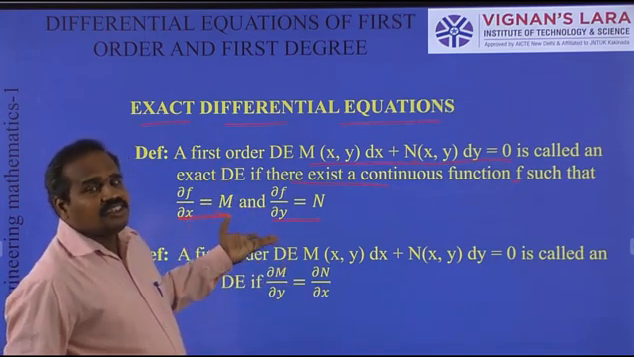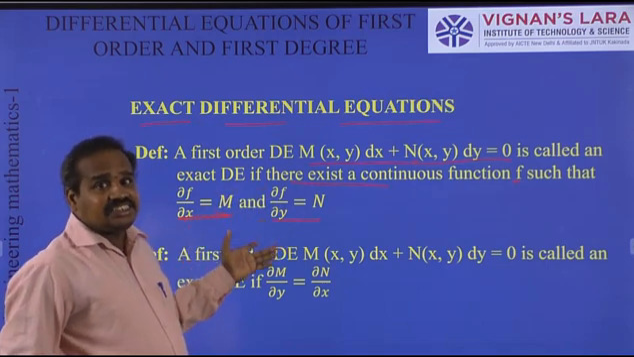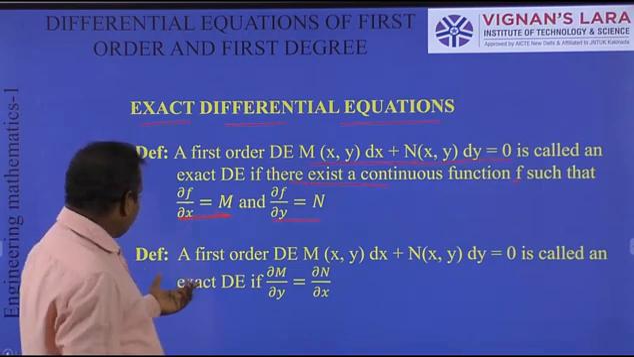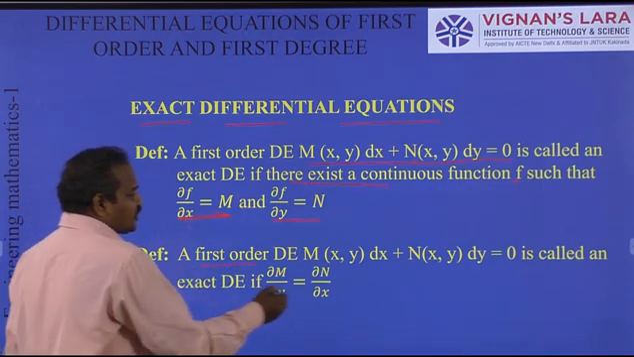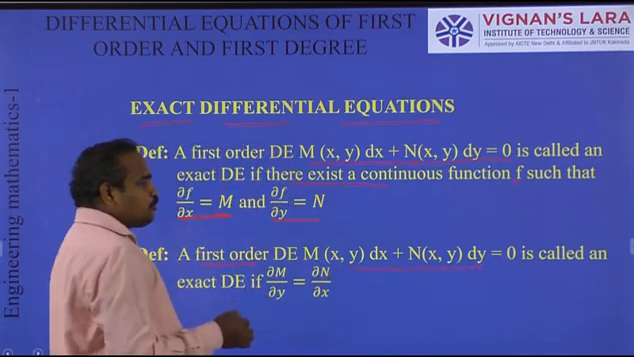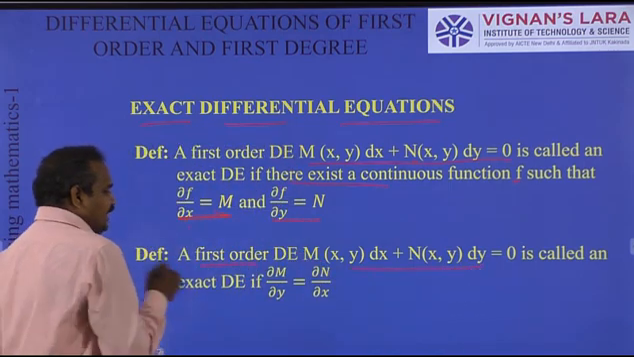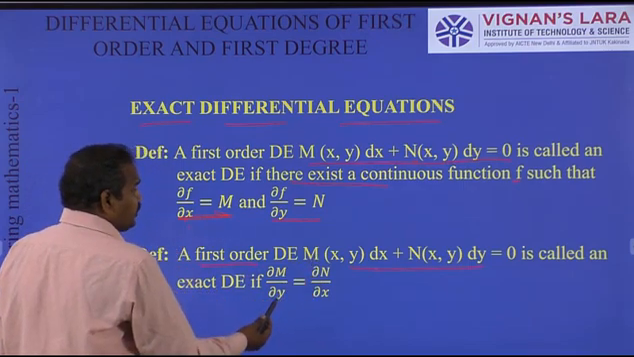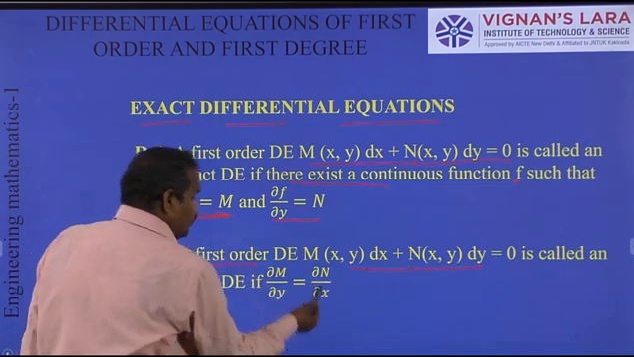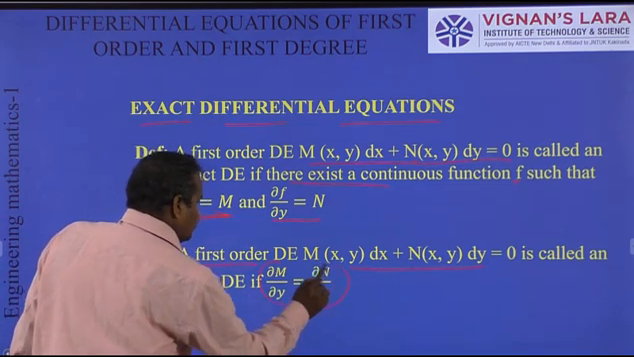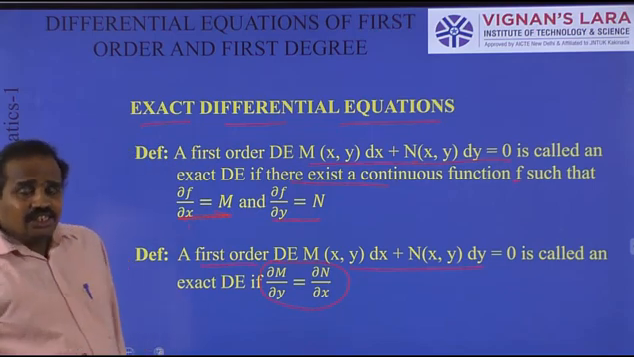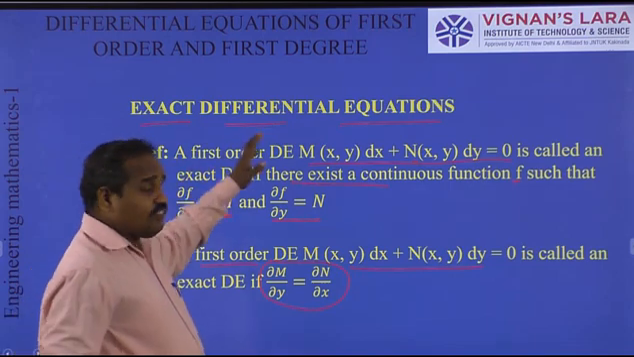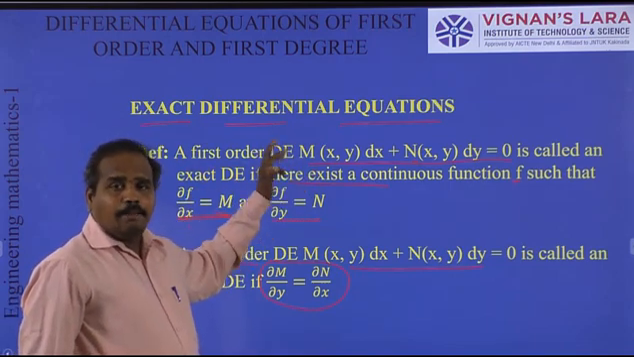That is why a necessary and sufficient condition exists for an exact differential equation, which I also give as a definition. A first order differential equation M dx plus N dy equal to 0 is called exact if the partial derivative of M with respect to y is equal to the partial derivative of N with respect to x. If a differential equation satisfies this condition, we say it is an exact differential equation. Actually, the basic definition is the one with f, but it is not always easy.